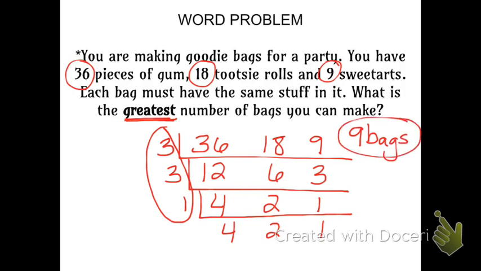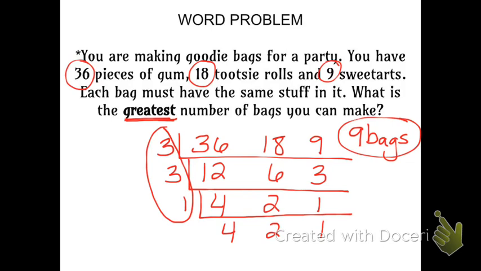Okay, so we've answered the question. We've said that the greatest number of bags you can make is 9. So you can have 9 people at your party. Now, just so you know, there actually is a whole lot more information on this screen. And you don't need to write this, but I just want to show it to you really quickly. There's a whole lot more information on this screen than just the 9 bags, just the greatest common factor.